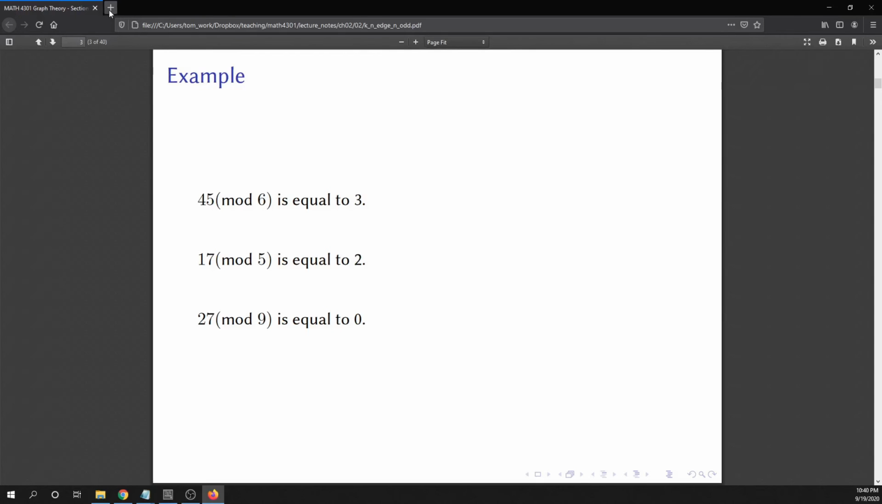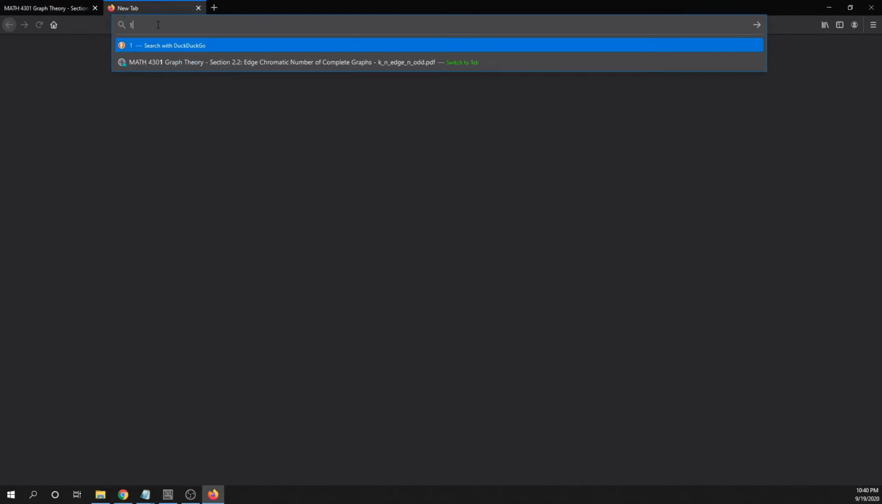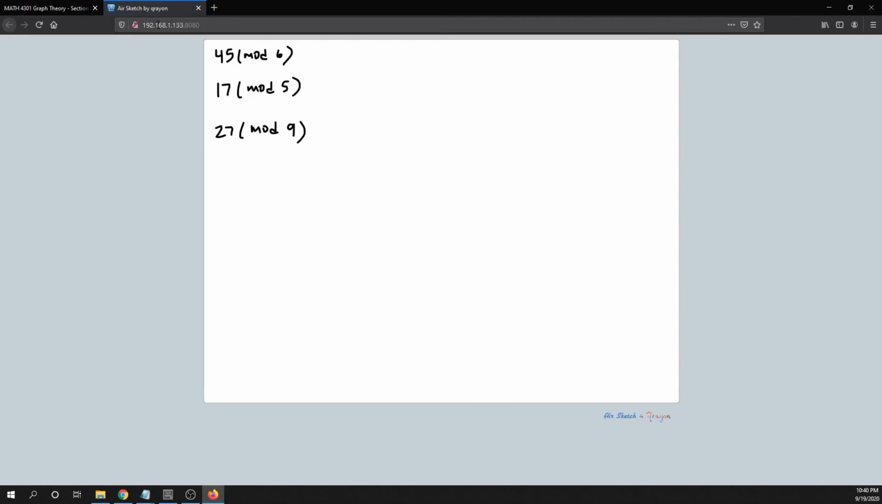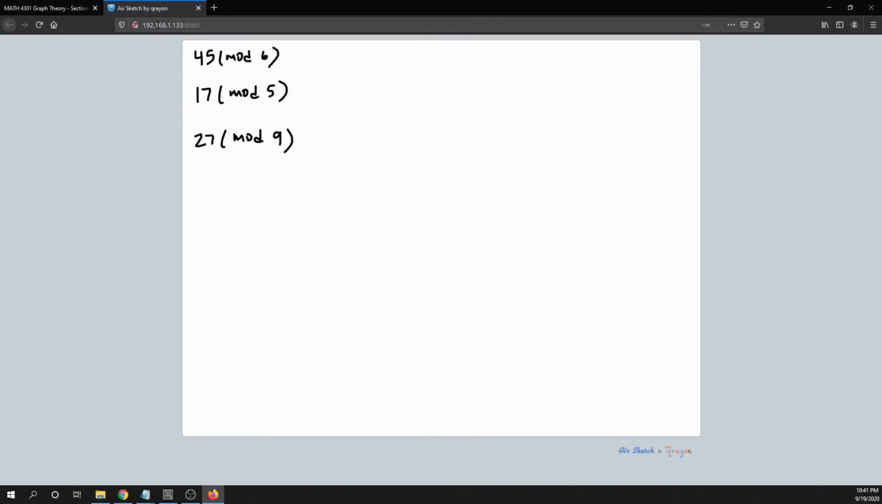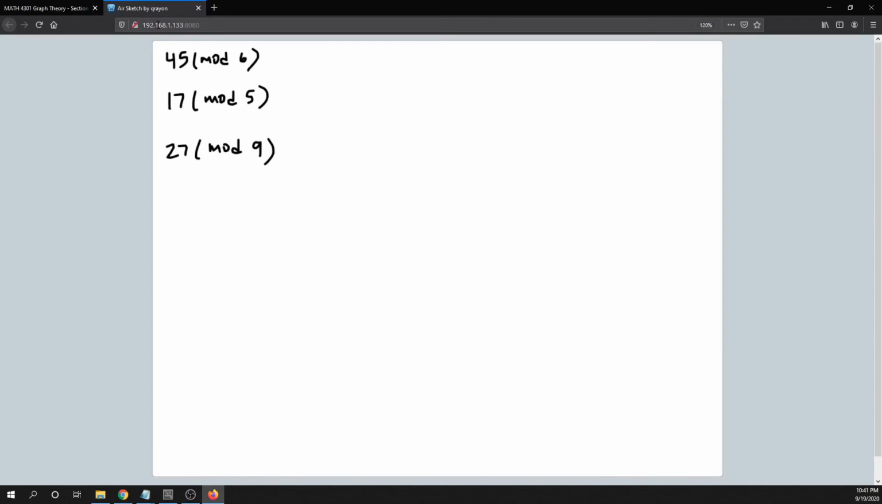All right, let's take a look. Oops, I forgot to open this up. How we would find this in these particular cases is just to do long division. So 6 goes into 45 7 times, and I get 42, and I get 3.